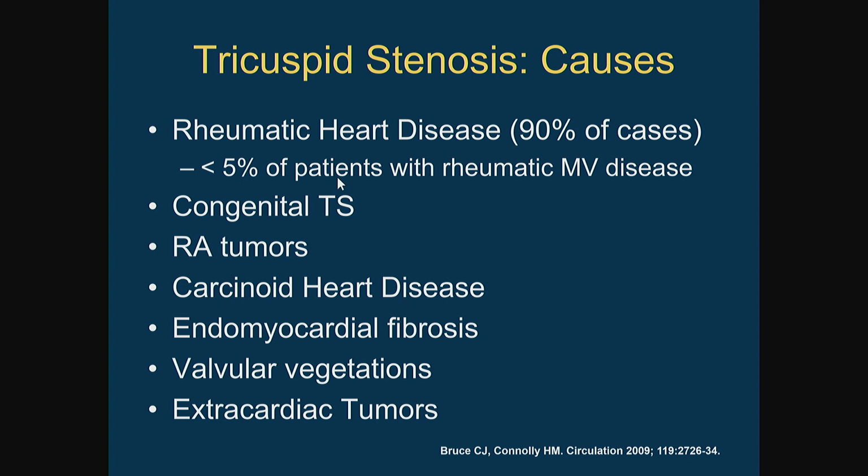of the mitral valve. There are congenital abnormalities which can cause tricuspid stenosis. Some right atrial tumors can cause effective functional tricuspid stenosis, such as large myxomas. Carcinoid heart disease, we've mentioned, can be associated with tricuspid regurgitation, but might also cause tricuspid stenosis. Extensive endomyocardial fibrosis might affect the tricuspid valve and limit tricuspid leaflet excursion. Endocarditis and large vegetations may cause significant stenosis, and there are some extracardiac tumors that may contribute. These are a long differential for a fairly rare problem.